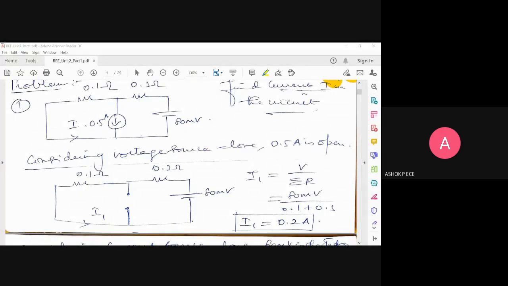How many sources do you have in the circuit? Two sources, one voltage source and one current source. So you have to consider one source at a time.